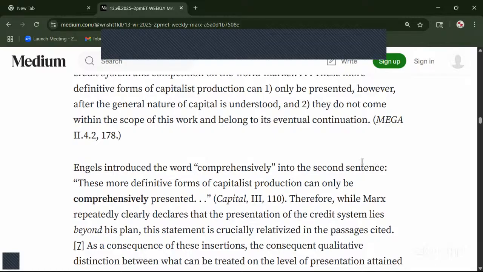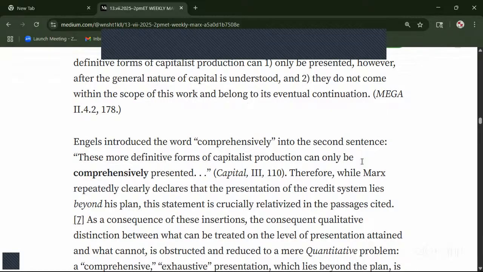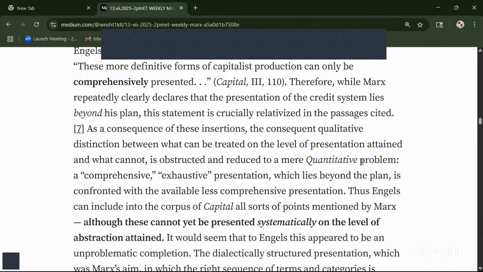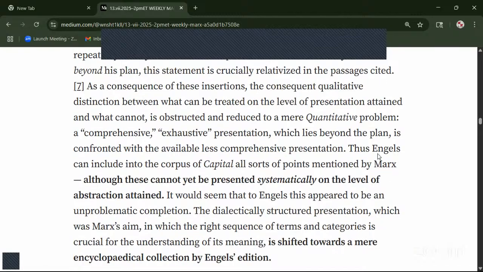As a consequence of these insertions, the consequent qualitative distinction between what is on the level of presentation attained and what cannot be is obstructed and reduced to a mere quantitative problem. A comprehensive, exhaustive presentation which lies beyond the plan is confronted with the available less comprehensive presentation. Thus, Engels can include into the corpus of Capital all sorts of points mentioned by Marx, although these cannot yet be presented systematically on the level of abstraction obtained. It would seem that to Engels, this appeared to be an unproblematic completion.